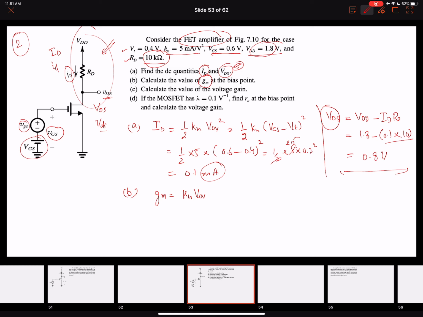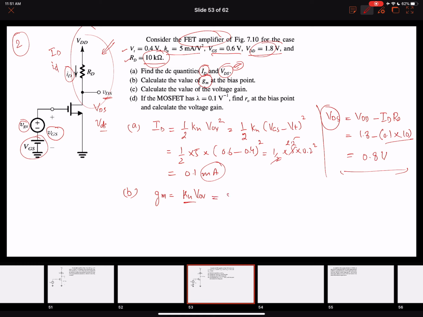It is directly proportional to the value of Kn and the overdrive voltage. So if we have to find this value, we know that Kn is again 5, and the overdrive voltage is VGS minus VT, 0.6 minus 0.4, so it is 0.2.